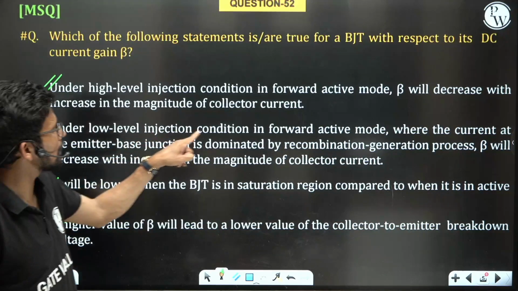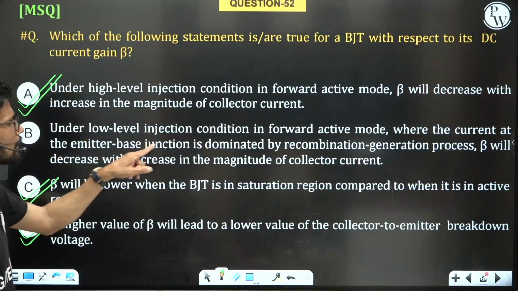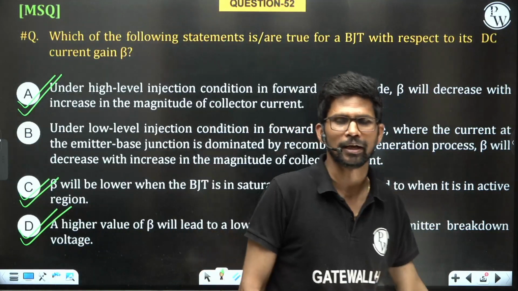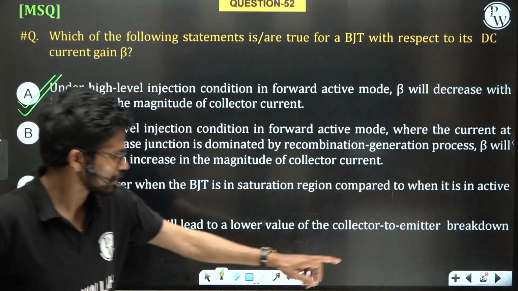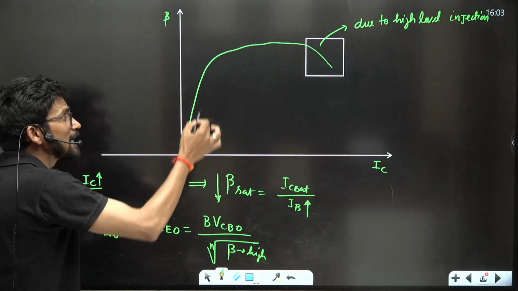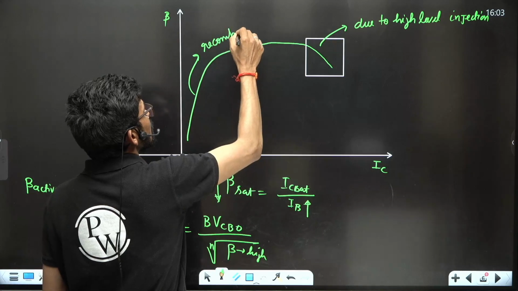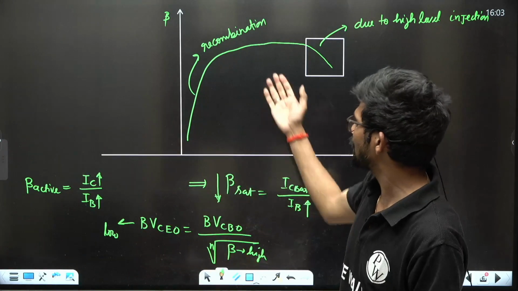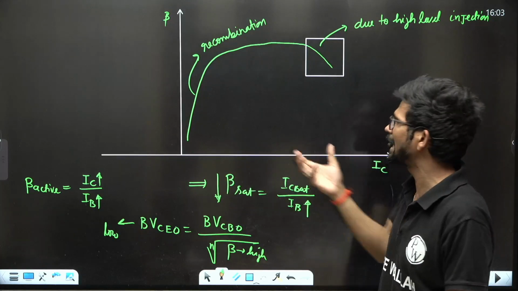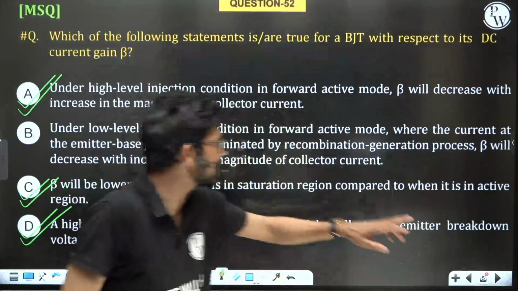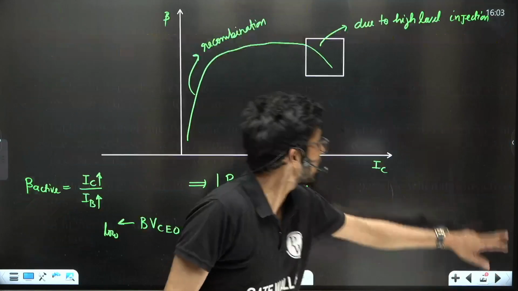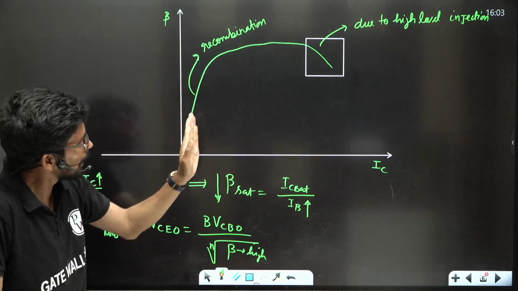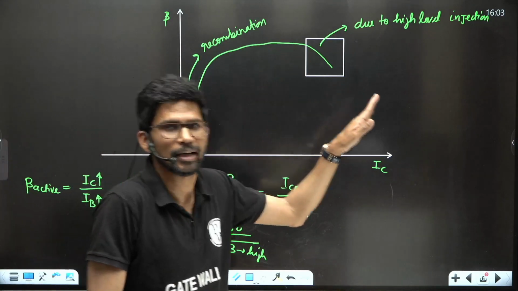Now option B: under low level injection condition in forward active mode, where the current at the emitter base junction is dominated by recombination generation process, beta will decrease with increase in the magnitude of the collector current. No, you can see from this graph that beta will increase. Here recombination dominates. This is the case of low level injection, where with increasing collector current beta is increasing, not decreasing.